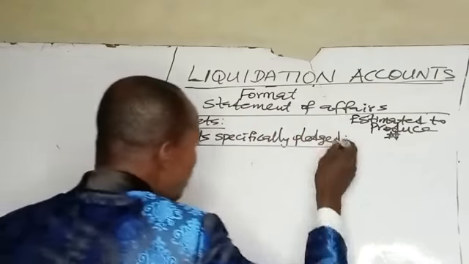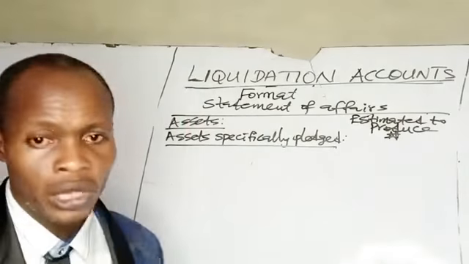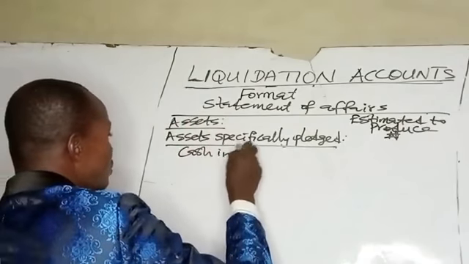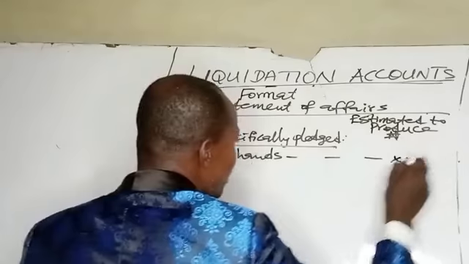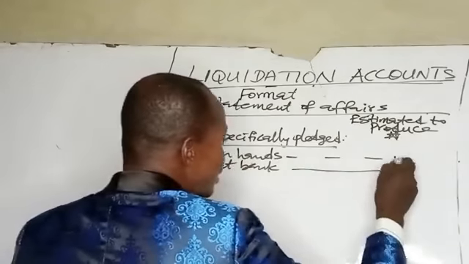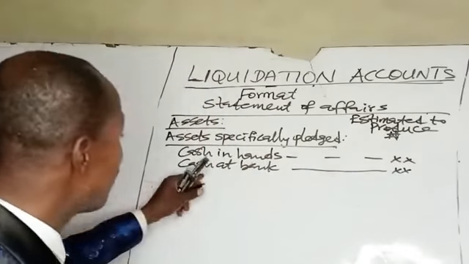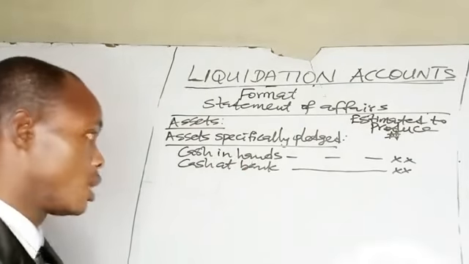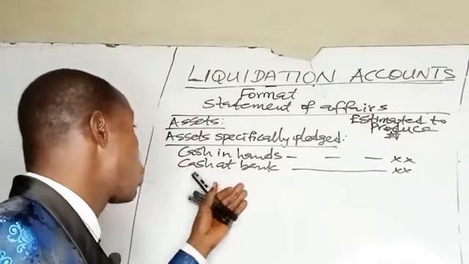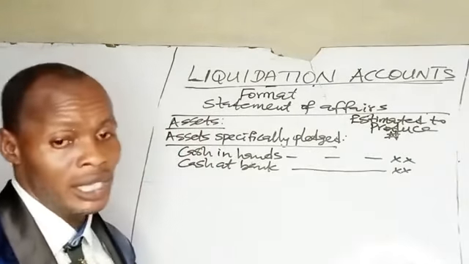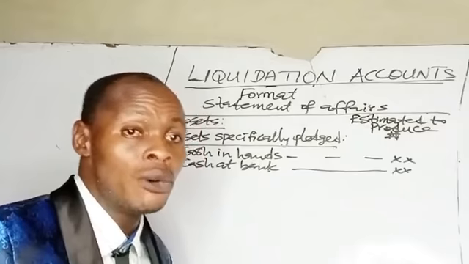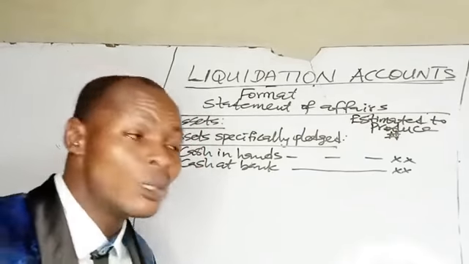By assets not specifically pledged, we mean assets that are not used as collateral. Examples may include cash in hand and cash at bank. I want you to know that it is the realizable value of the assets that will be used, not the book value. Please take note of that. The realizable value of assets is what you are going to use in the statement of affairs. Don't use the book value unless the book value is the same as the realizable value.